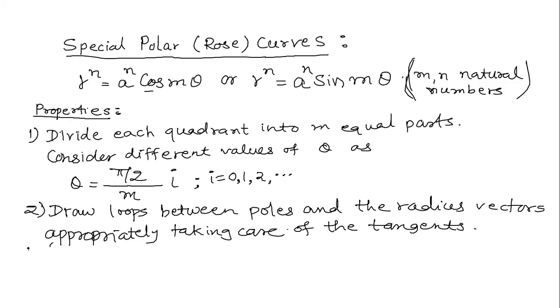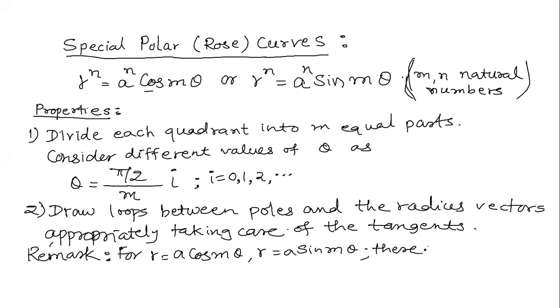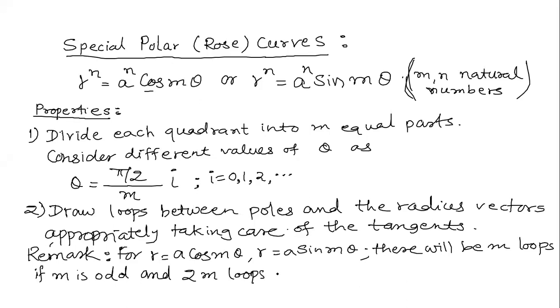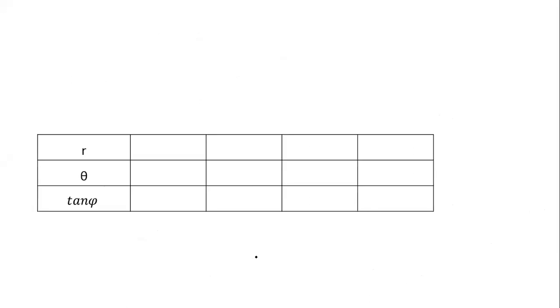Okay, and there is one remark, and that remark is for r is equal to a cos m theta or r is equal to a sin m theta, there will be m loops within the circle if m is odd and 2 into m loops if m is even. So this is going to happen, and with this I am going to discuss some problems.